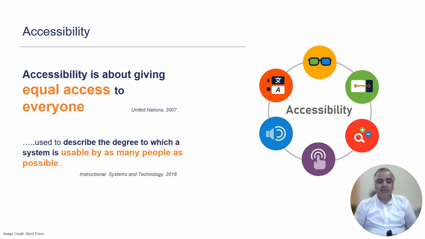So, to further understand, what do we mean by accessibility? Friends, they are all English words right now, but it's very important to understand the context in which they are used. From the UN context, accessibility is about giving equal access to everyone. It's an experience, it's a feeling, it's an approach about bringing equity to all in a broader context. But in other contexts, it can be defined in different ways. It is used to describe the degree to which a system is usable by as many people as possible.